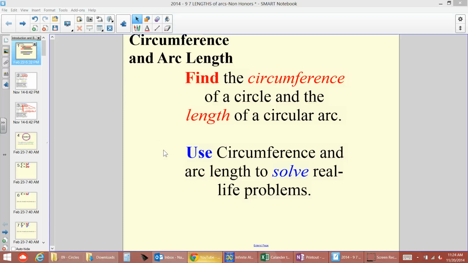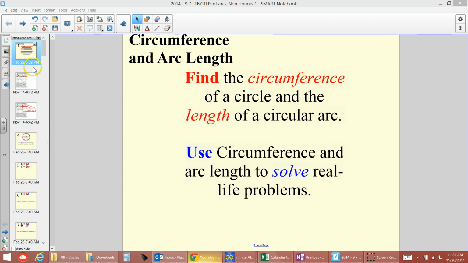All right, here's the video for 9.7, lengths of arcs. We're going to be able to find the circumference and the length of a circular arc. We're going to talk about what those are and how they work. We're going to use the circumference to find arc lengths and solve real-life problems. That's our goal for today.